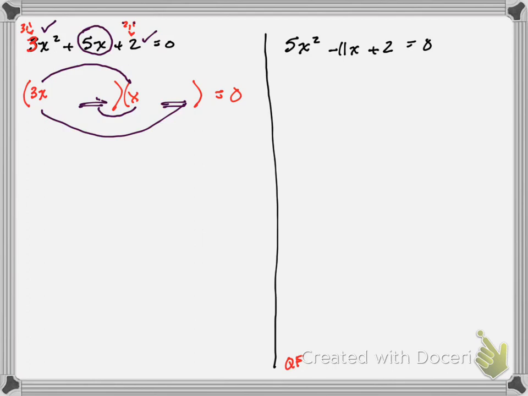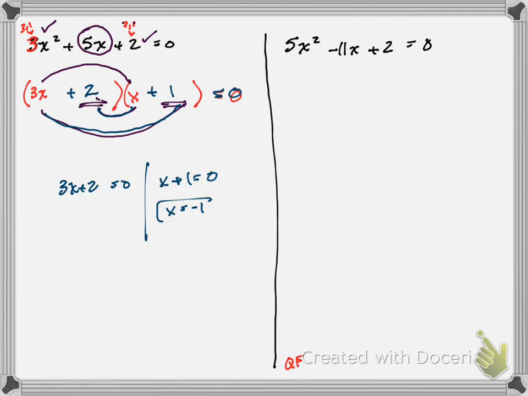And the answer is I'm going to put my +2 here and my +1 here. Now I've got +2x and +3x, that's my +5x. So what makes this equal to 0? Well, 3x plus 2 equals 0, and x plus 1 equals 0. X equals -1. Subtract 2, divide by 3. X equals -2/3. And those are our solutions.